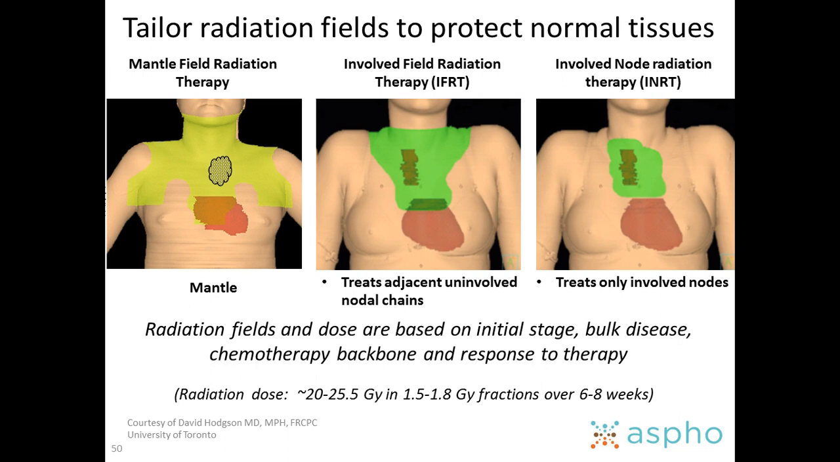And then moving forward, we've transitioned to involved field radiation therapy and involved node radiation therapy. Currently, there isn't a single standard of care. These seem to be dynamic and changing as we evolve our clinical trials. But traditionally, radiation doses have been 20 to 25 gray in 1.5 to 1.8 gray fractions over 6 to 8 weeks.